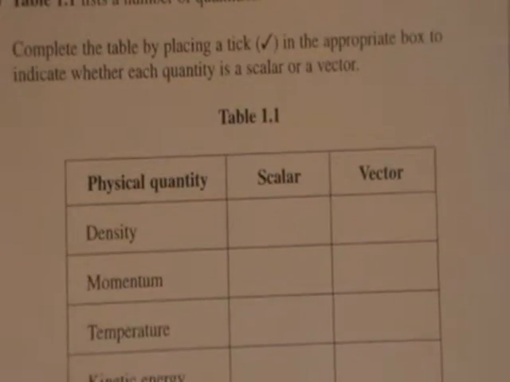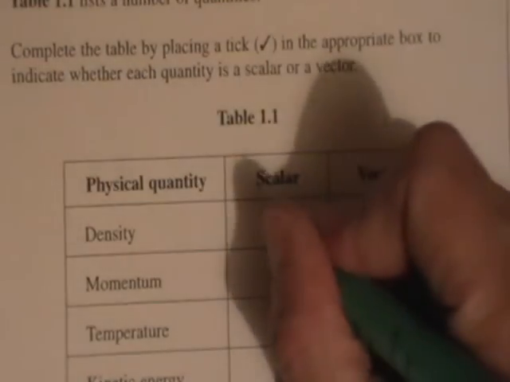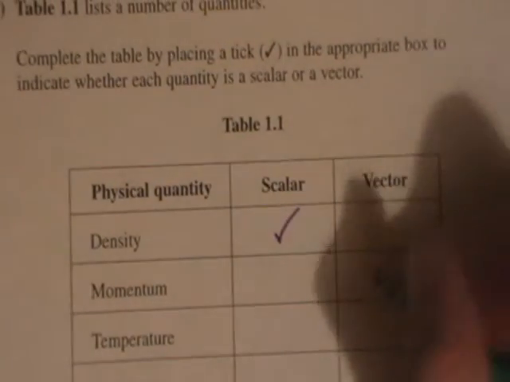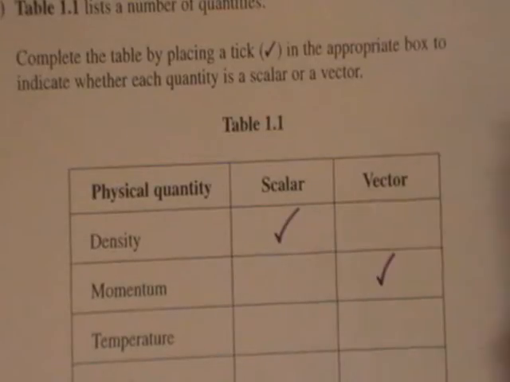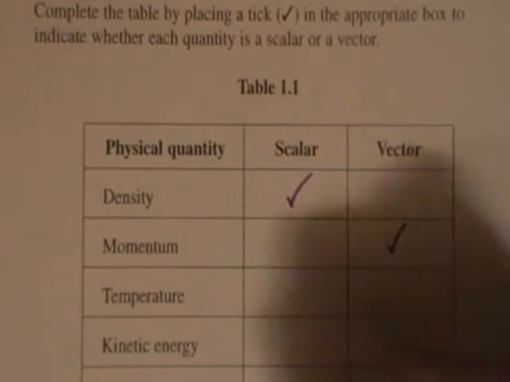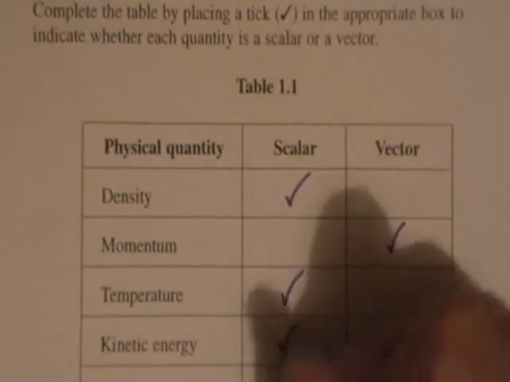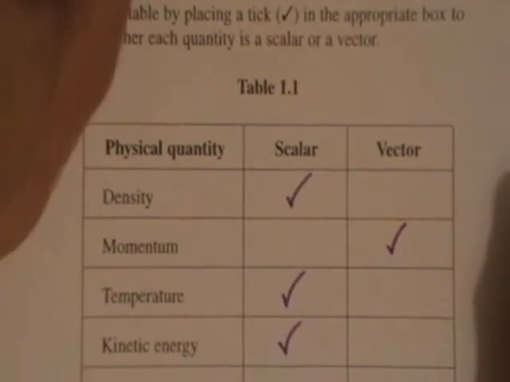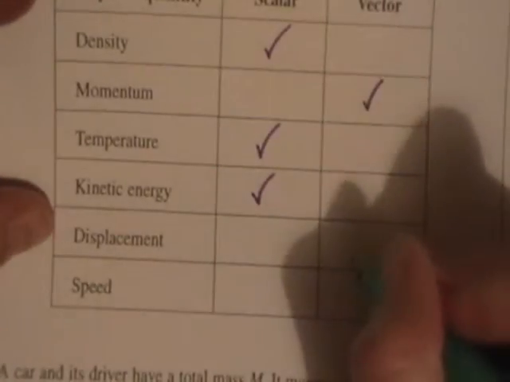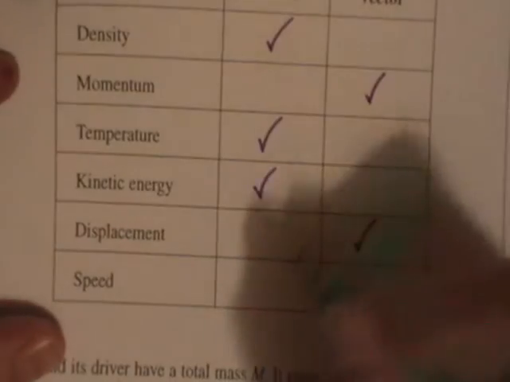And so density, first of all, well, density is mass divided by volume. Mass is a scalar and so is volume, so that must be a scalar. Momentum is mass by velocity, and velocity is a vector, so momentum is a vector. Temperature definitely has no direction, it's definitely a scalar. Kinetic energy also has no direction and it's a scalar. Displacement is a vector because it has direction. And speed is also a scalar.